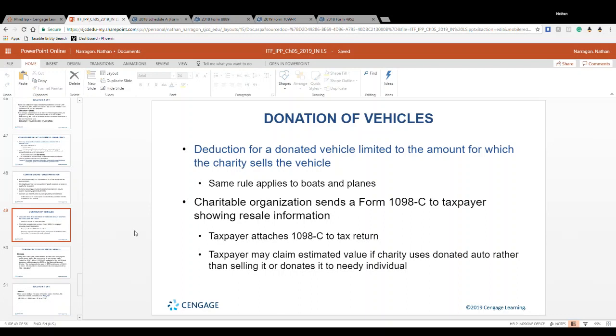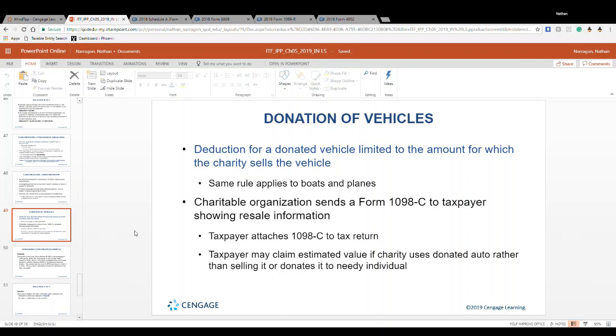Like vehicles in itself. When we donate a vehicle, it's basically how much the charity gets to sell that vehicle for that is our limit on our deduction. So, and it applies to boats and planes. The charitable organization sends the form 1098-C when they resell. Okay, we are not allowed to deduct it until we get that 1098-C if we do a vehicle, boat, or plane. Okay.